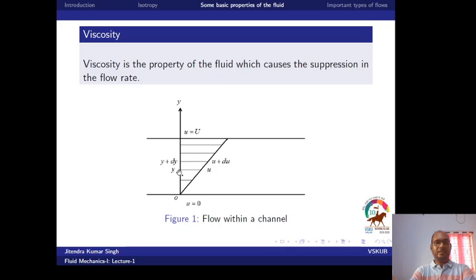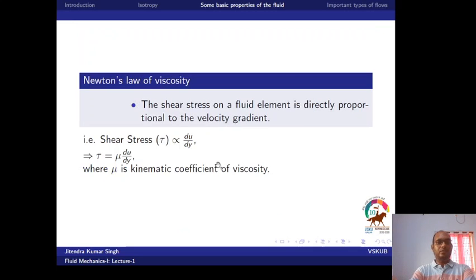So as the change in the layer is dy, the velocity is changed by du. So the velocity gradient you can say is du by dy. Now we shall define a law called Newton's law of viscosity. This law states that the shear stress on a fluid element is directly proportional to the velocity gradient, that is tau is proportional to du by dy. We change it into an equality by multiplying by a constant of proportionality, that is mu. So tau is equal to mu du by dy.